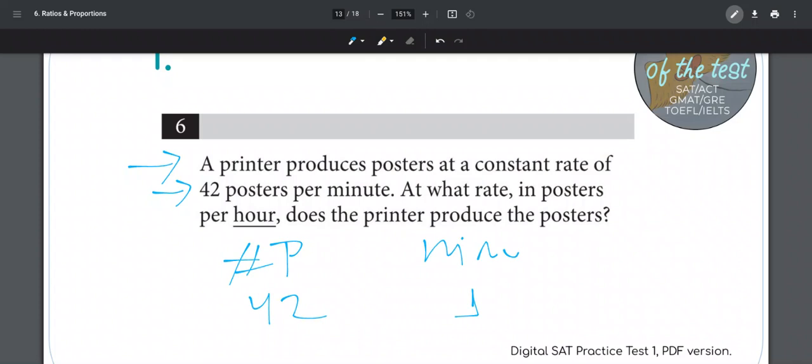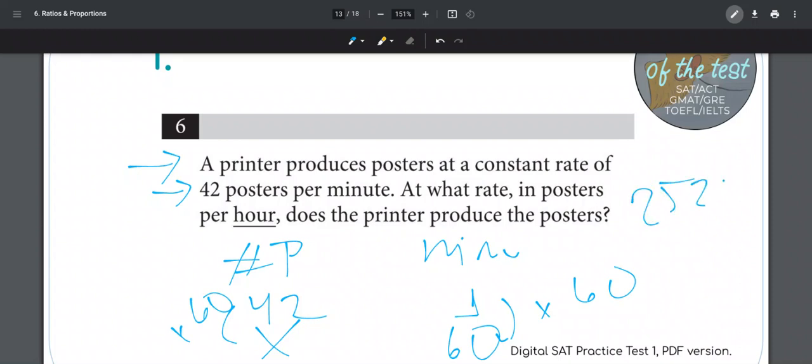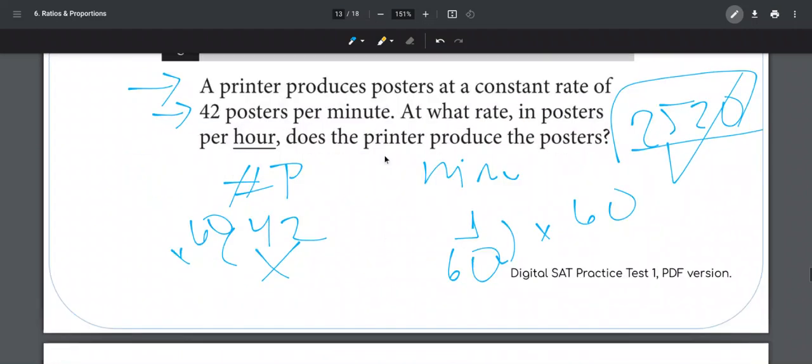Well, so instead of minutes, I have hours, but how many minutes are in 1 hour? So in 1 hour we have 60 minutes. So how many posters do you create in 60 minutes? Again, you can use your rule of three, or you can just say multiply times 60 here and multiply times 60 here. You put this in your calculator and you get the answer to be 2,520. Okay, I'm going to go to the next one.